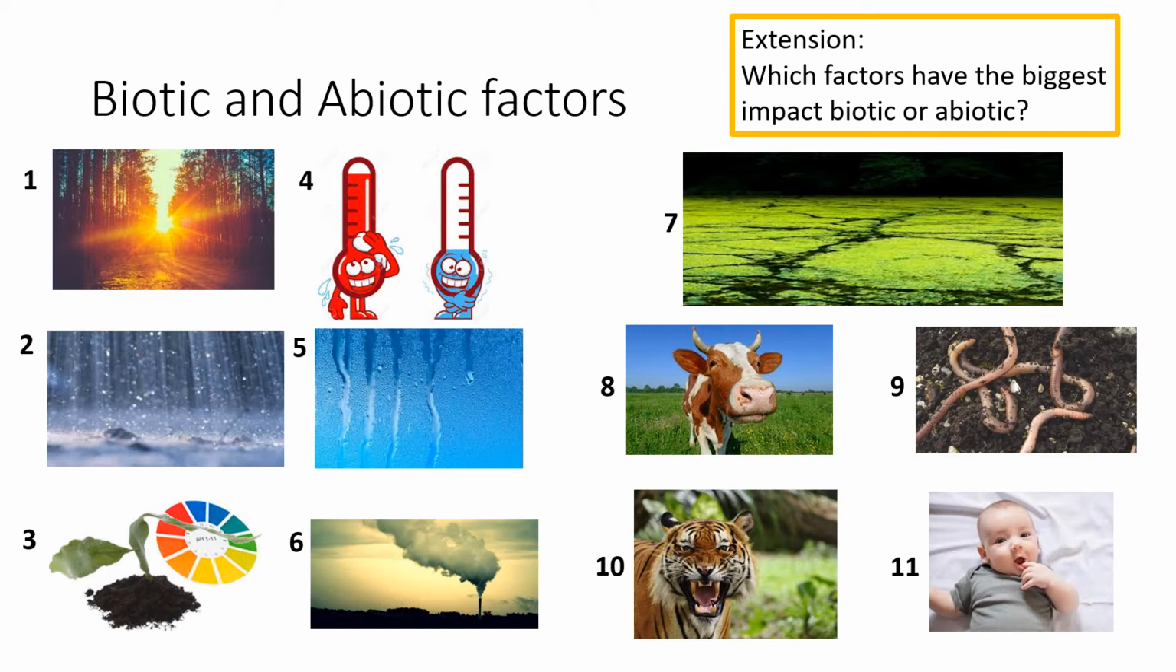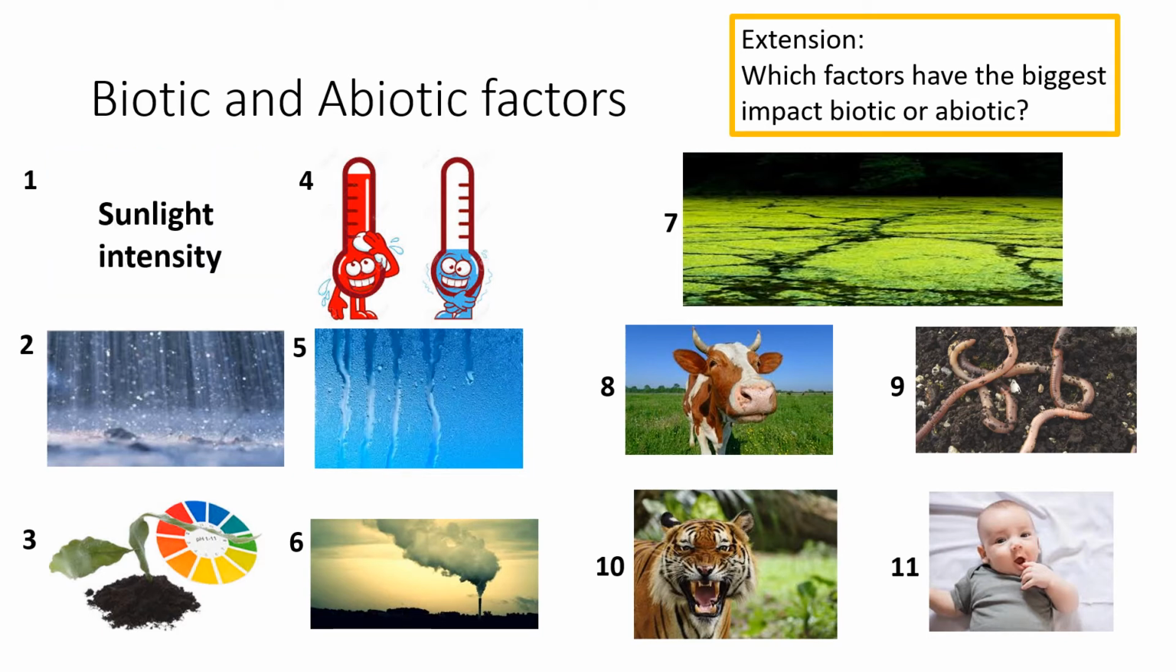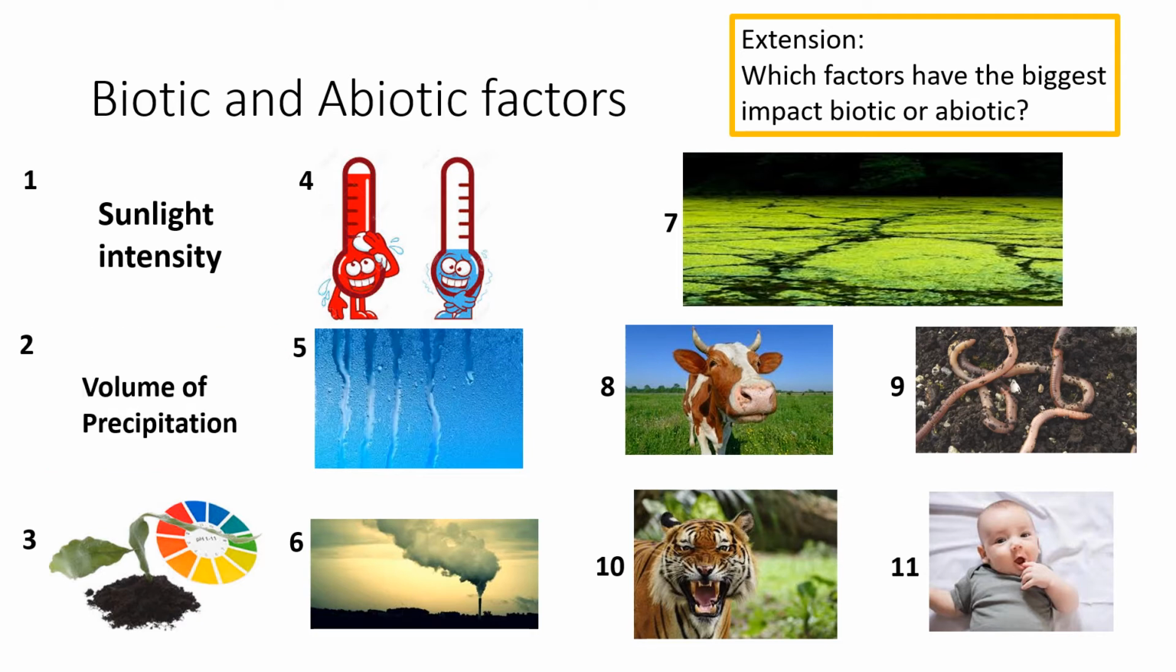Again, folks, you've got to be careful in your terminology. If you look at that picture and say something like sunlight, that's not enough information. We actually need to talk about intensity. So it'll be sunlight intensity. We have the volume of precipitation. Again, not rainfall, not just precipitation. We have to talk about volume. Soil pH. Again, just putting pH in there is not enough detail. You've got to be specific.